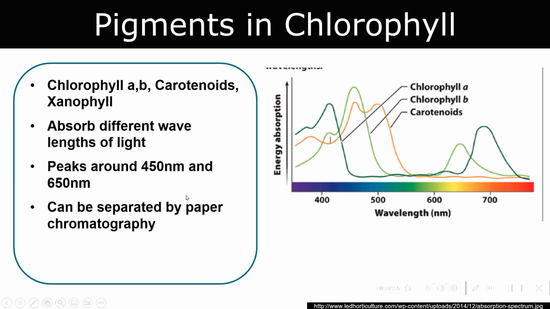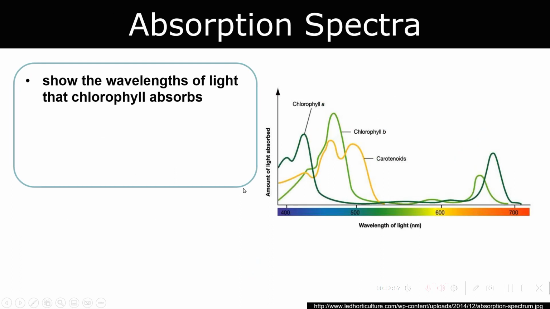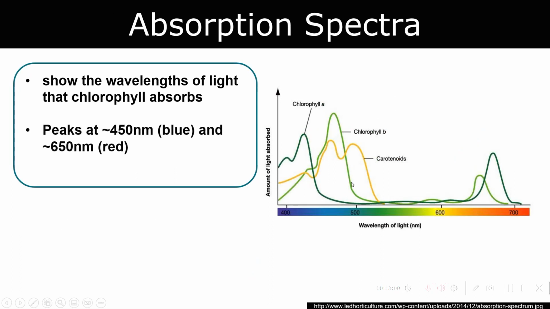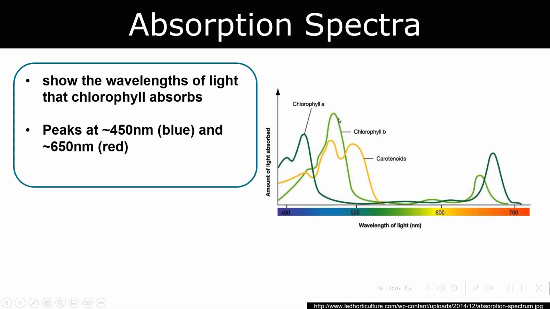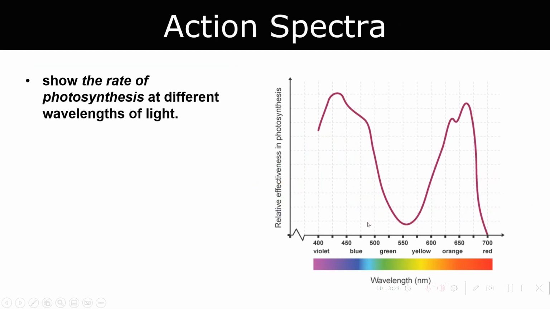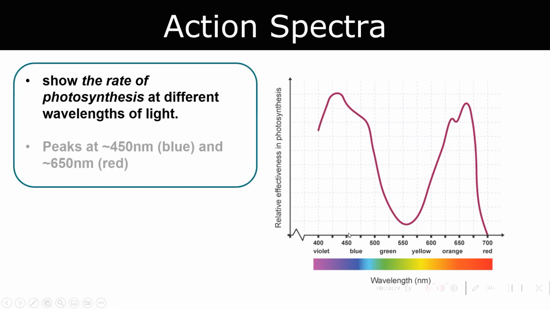So these pigments can also be separated by paper chromatography. Just remember, absorption spectra, different than action spectra. Absorption spectra measures absorption. Action spectra measures action. It's the rate of photosynthesis, right? So this is one way that we can track the rate of photosynthesis. And as expected, because these pigments are absorbing at 450 and around 650, you're going to see peaks around the same place, 450 nanometers and 650 nanometers. That red light and blue light, you get a nadir around green because it's not absorbing, it's reflecting at that.